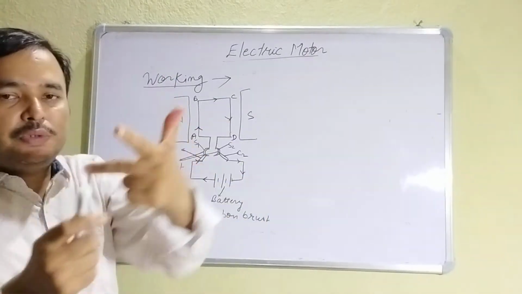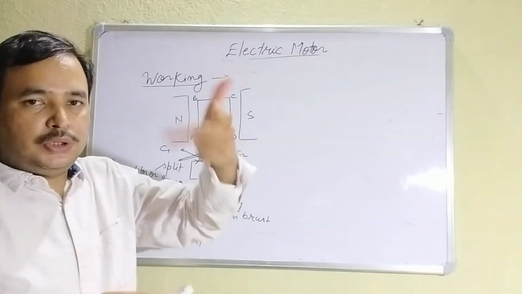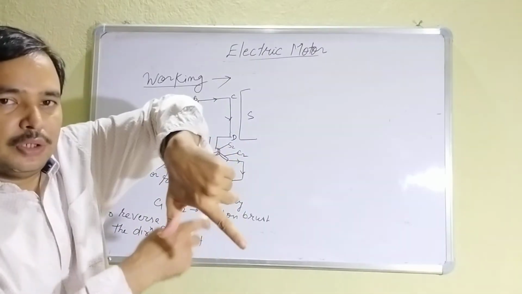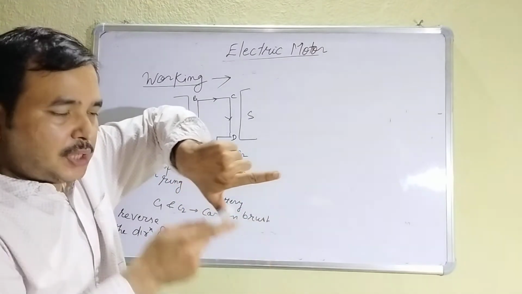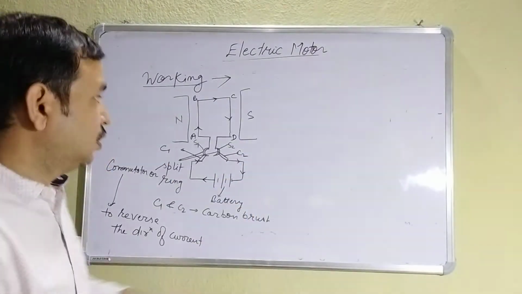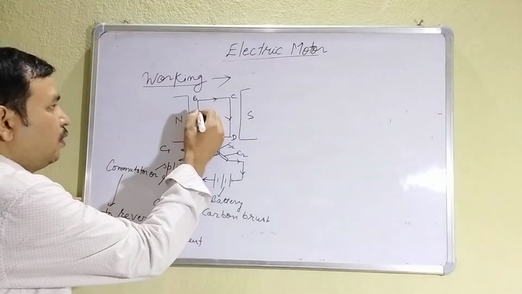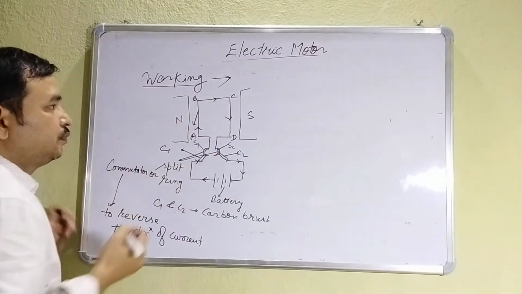So when current is going through the arm AB in this way toward me, stretch these three fingers first perpendicular to each other. Current is going in this way. Magnetic field, this indicates the magnetic field. Magnetic field is in this direction. What is the direction of force? Downward. So in board I am drawing like this, downward.